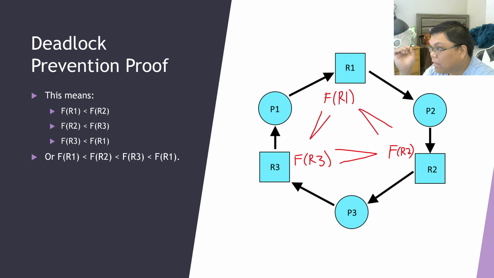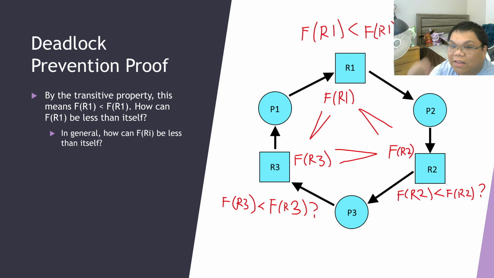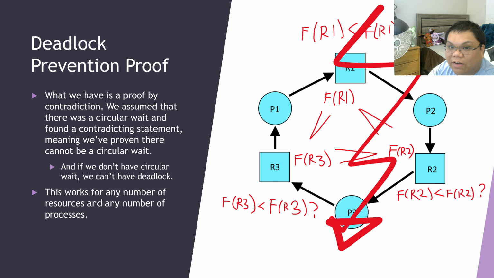In this setup, the ID for resource 1 should be less than the ID of resource 2. And then the ID for resource 2 should be less than the ID for resource 3. And then that means the ID for resource 3 should be less than the ID for resource 1. By the transitive property, this also means that the ID of resource 1 should be less than itself, which is impossible. We have a proof by contradiction.